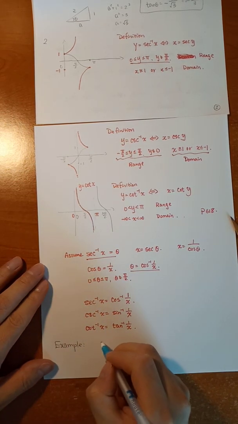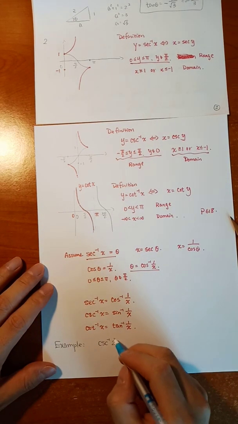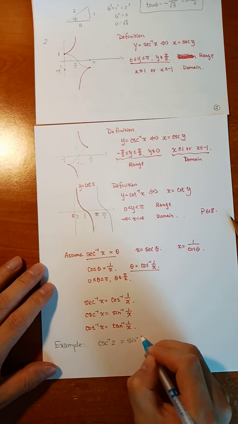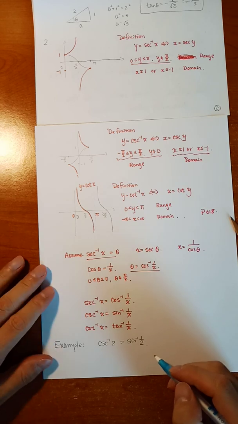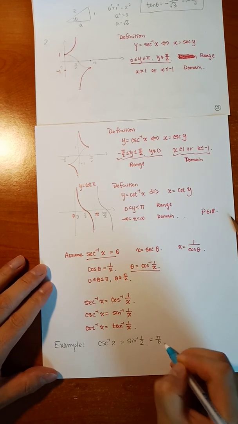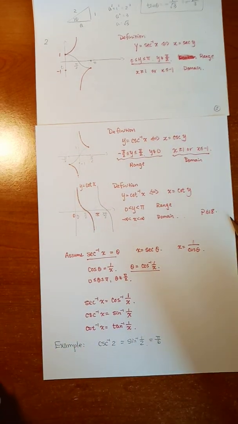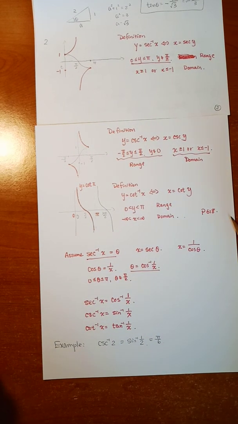For example, if we want to find cosecant inverse of 2, by this property, it's just sine inverse of 1/2. Sine inverse of 1/2, we know it's pi over 6. If you don't know how to find it, read that table. We have that evaluation table. This is pi over 6.